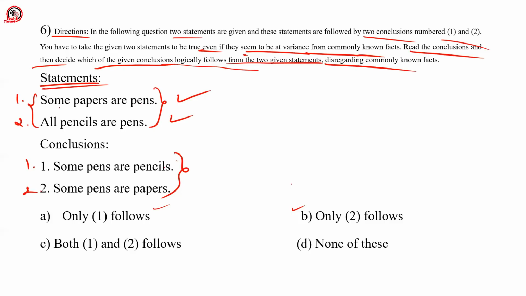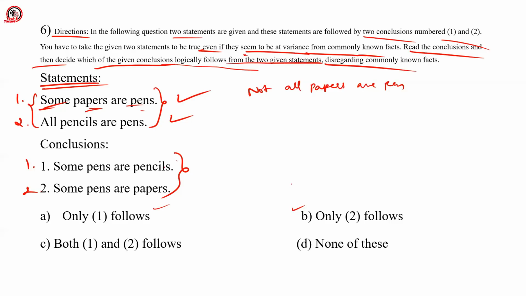So the statements that they have given are: some papers are pens. So what does it mean? We know papers are not pens, but even though it is practically wrong, we have to believe that. So this is correct, right? Now they are telling you, some papers are pens. What does it mean? Not all papers are pens, right? So there are some papers which are pens, and it may not be true that all papers are pens. It does not mean all papers are pens, and it does not mean all pens are papers. From the knowledge that we have gotten from this statement, there are some papers which are also pens.